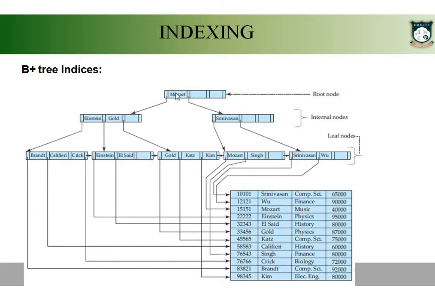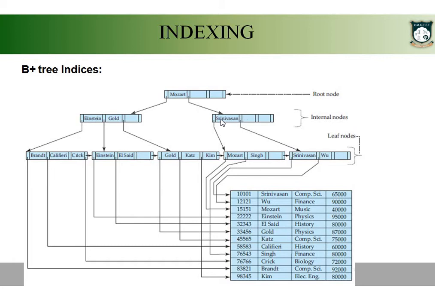Suppose you are looking for a record whose first letter is less than M, then you have to go to the first child. Just as a recap, the key values in the B+ tree will be in ascending order. Since we have only the instructor name here, it is sorted in alphabetical order. So for Mozart, I go to the second child.